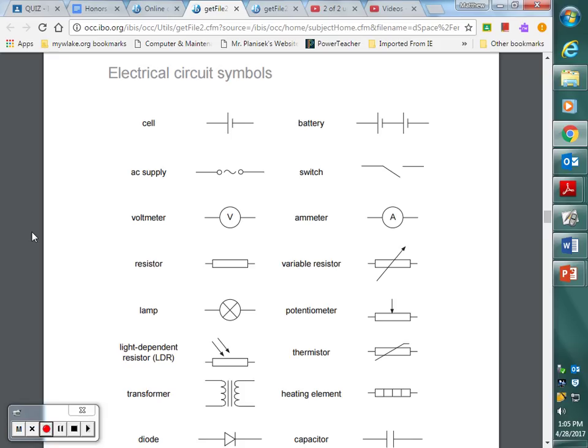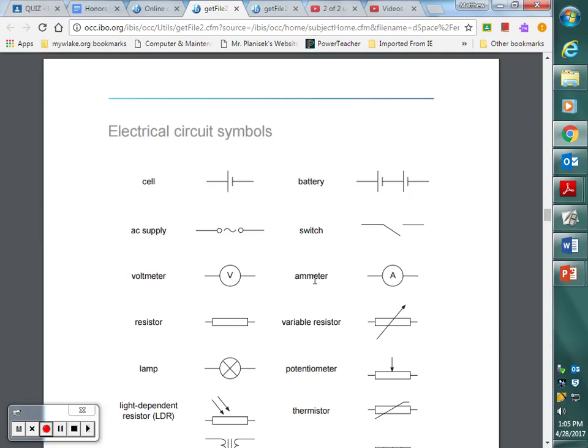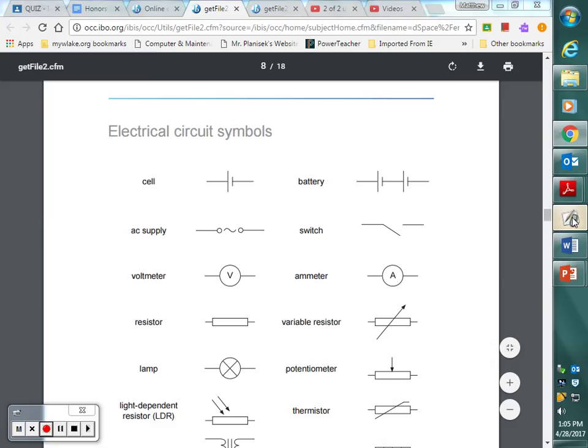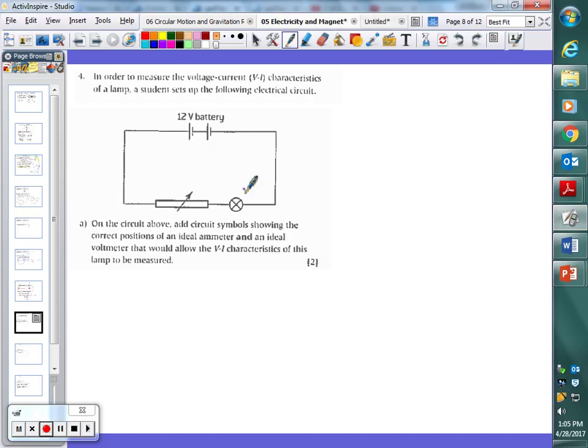Two big things here: our lamp, and there are some other things on there, but we're not going to get into a lot of that. So here we have a battery, a lamp, and a variable resistor. First, it says, add circuit symbols showing the correct position of an ideal ammeter and an ideal voltmeter that would allow the voltage-current characteristics of this lamp to be measured.